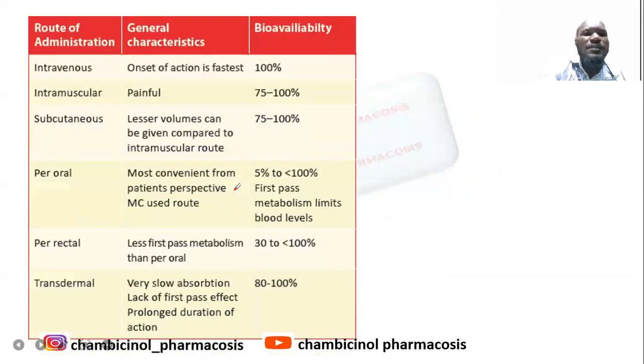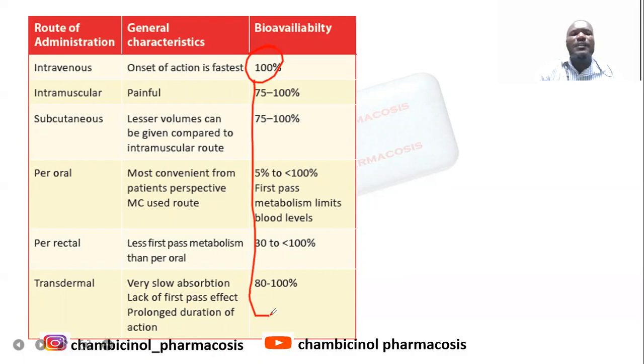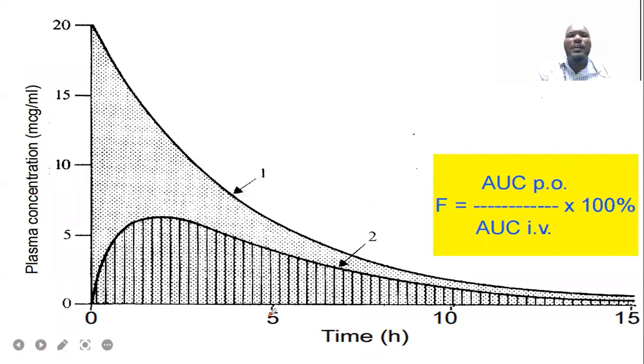So for IV, the bioavailability is 100%, but for other routes, it is less than 100%. That is because of the factors affecting the process of absorption, and if the drug has a tendency to have first pass metabolism, it will undergo first pass metabolism in the liver, where its bioavailability will be much lower. So you have to know how to calculate the bioavailability. For this, we use the intravenous administration as a reference in calculating the bioavailability of the drug.